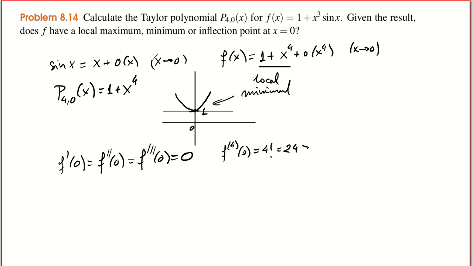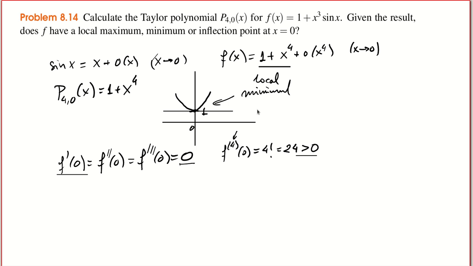And 24 is positive. So it turns out that the first non-zero derivative beyond the first is the fourth, which is an even derivative. And if it is an even derivative, then the function at this point is either convex or concave. It doesn't have an inflection point. And since this is positive, it has to be convex, like here. And given that the first derivative is also 0, then this has to be a minimum. So the function has a local minimum.